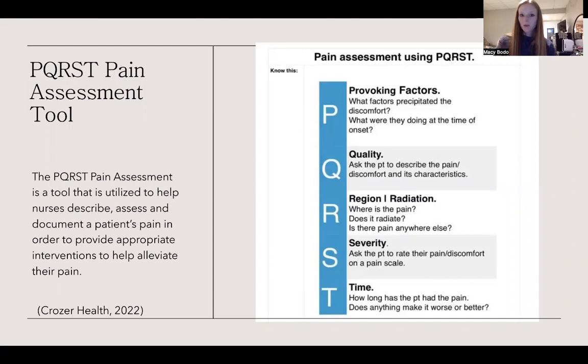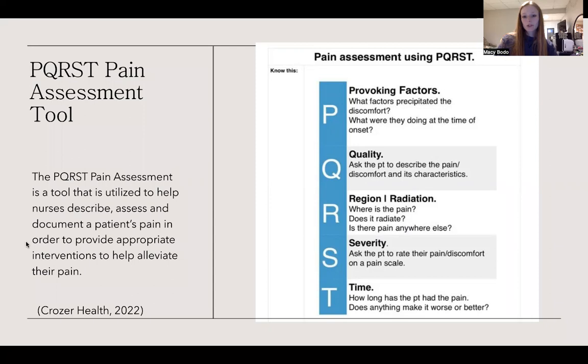P stands for provoking factors. So this is what you would ask the patient, like what factors are precipitating or causing their pain. Q stands for quality. So you're going to ask them to describe their pain, discomfort, and its characteristics. So you could ask them, is it achy? Is it dull? Is it sharp?